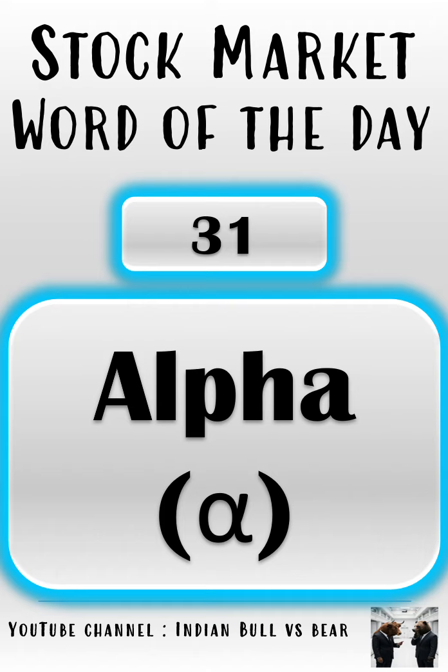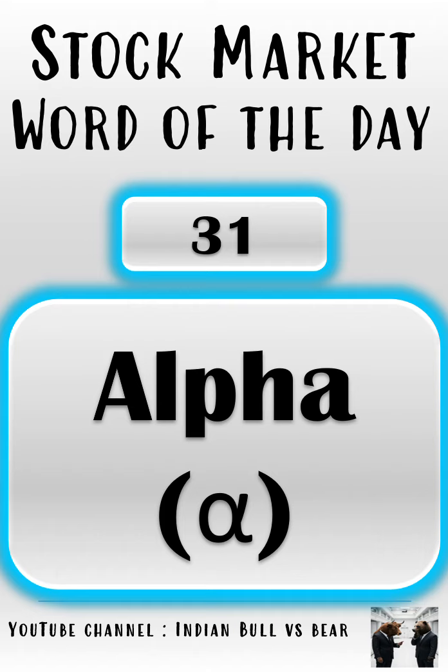Skilled investors and fund managers aim to generate positive alpha consistently over time by identifying undervalued securities or capitalizing on market inefficiencies. However, achieving consistent positive alpha is a challenging endeavor, and past alpha is not necessarily indicative of future performance. Alpha could be positive, negative, or zero.